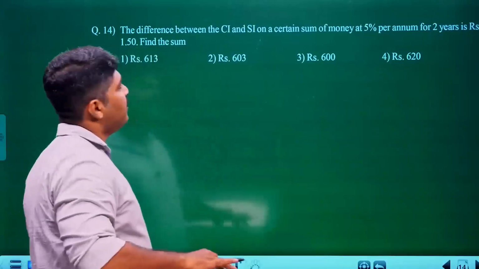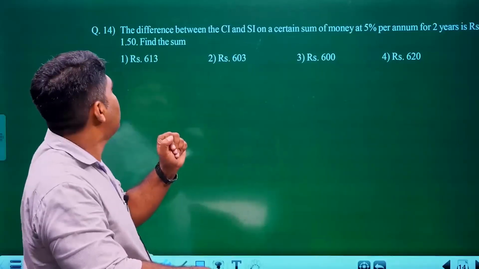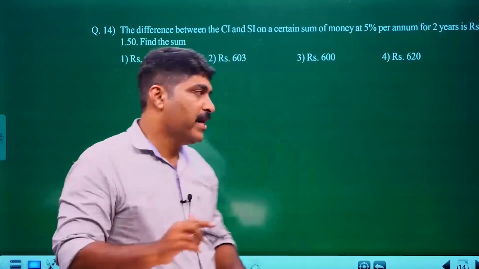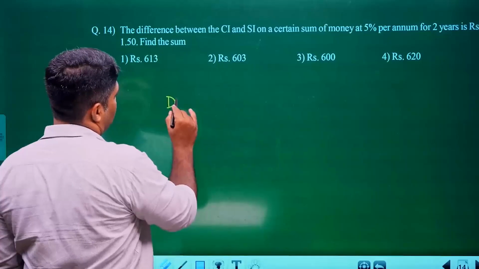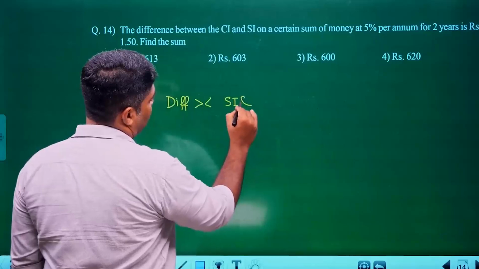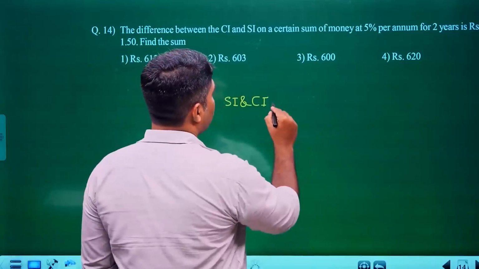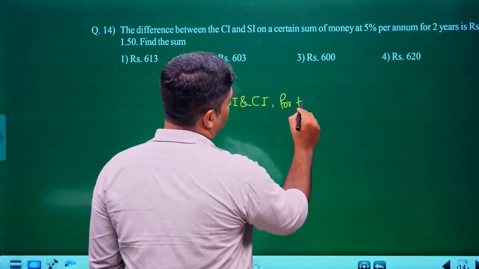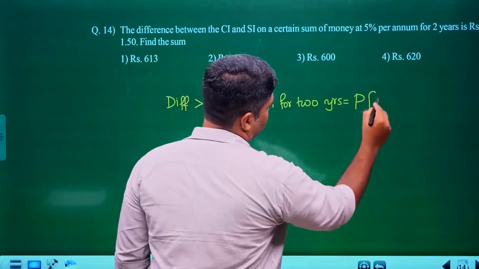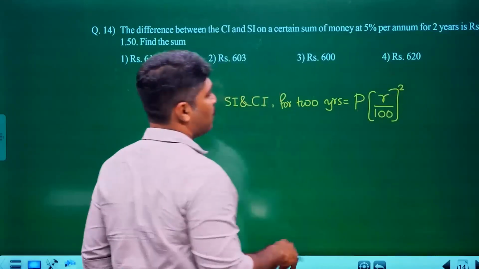Next question: the difference between compound interest and simple interest on a certain sum of money at 5% per annum for 2 years is rupees 1.50. Find the sum. With the help of a direct result, we can find the answer to this question. What is the difference between simple interest and compound interest on a common principal, same rate of interest, for 2 years? There we have a direct result, that is P into R by 100 the whole square.